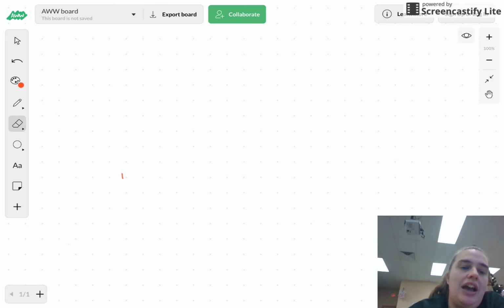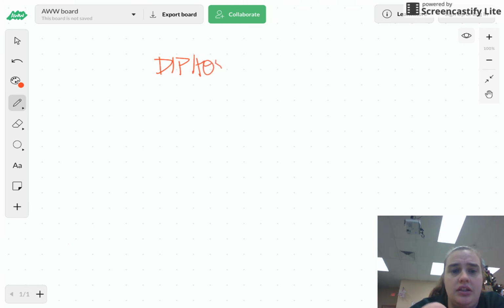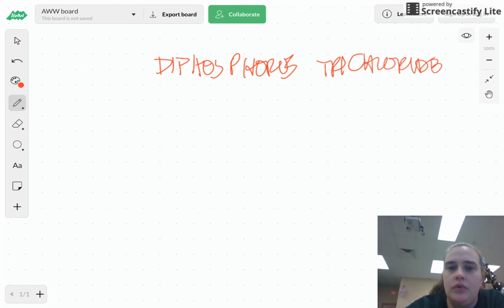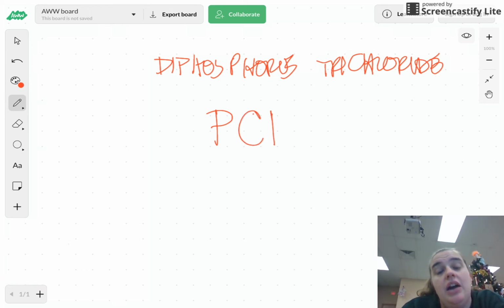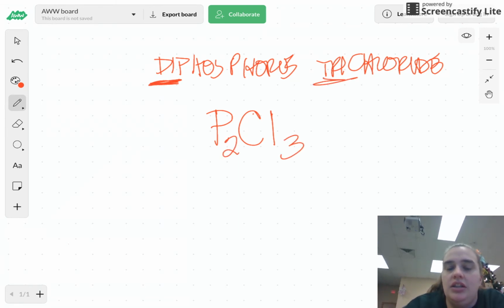Okay. So now writing formulas, this makes it even easier because you don't even have to know about charges or anything. So if I have you look at diphosphorus trichloride. So phosphorus, we're talking about P. Chloride, we're talking about Cl. Now in terms of subscripts, we just look at the prefixes. So di is 2, so it's P2. Tri is 3, Cl3. That's it. It's a lot easier than ionic compounds.